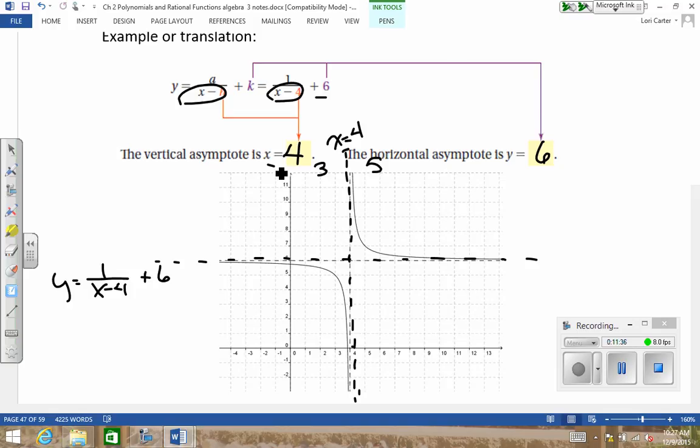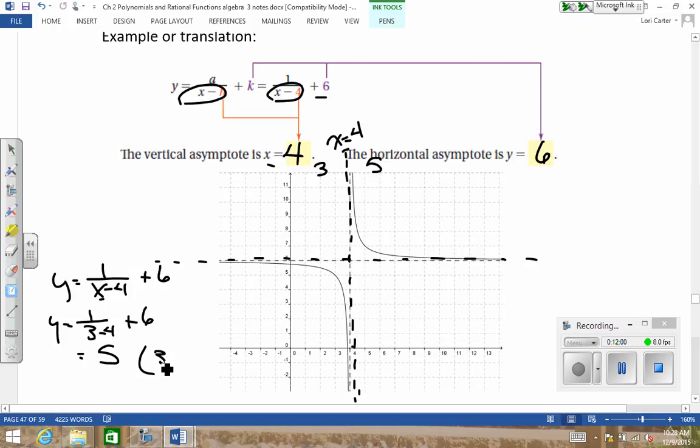Anyway, here we go. So you're plugging in x equals 3, x equals 5. So you're plugging in 3 right here for your x. You have y equals 1 over 3 minus 4, plus 6. 3 minus 4 is -1, so -1 plus 6 is 5. So your point is 3, comma, 5. So you go to 3, 5, put your dot. It's a point on an x, y coordinate system.